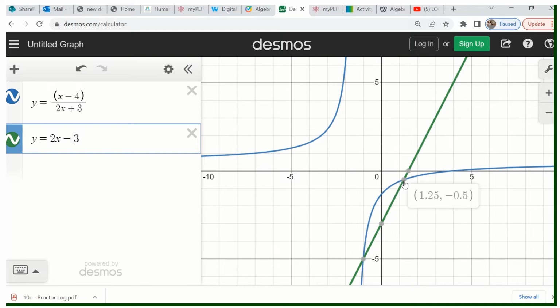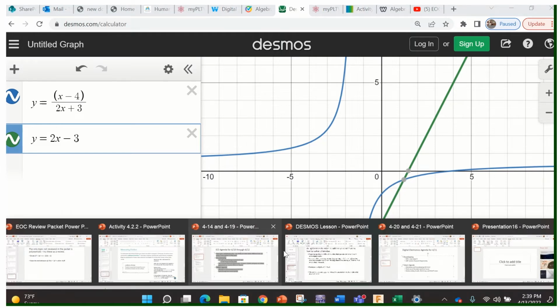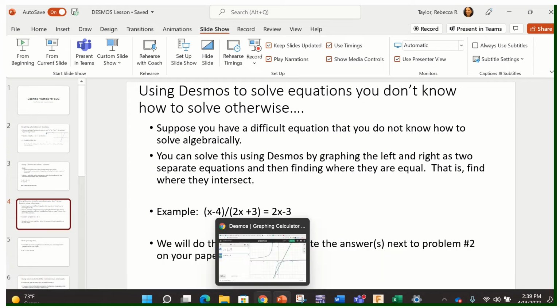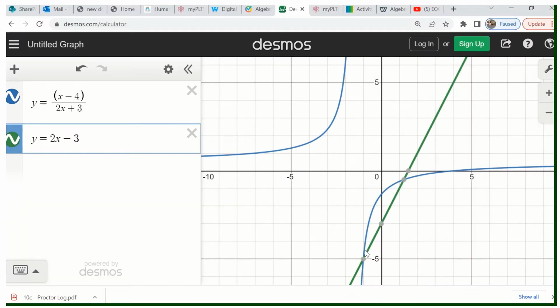Okay, so one of the solutions is 1.25, negative 0.5, and the other one is -1, -5. Now, go back to your original equation. We are looking for the x, okay? It is an x in here. So we actually don't want the y coordinate. We want the x coordinate only. So the solutions to this equation would be x equals -1 and x equals 1.25. And you would only want the x coordinates. So make a little note of that, like you only want the x one.